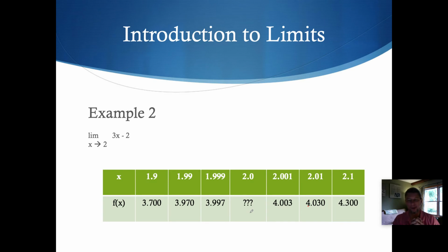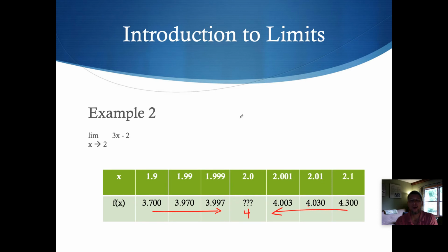All right, if the limit is unknown, you can see you're getting closer and closer to the value of 4 from both the right and the left. All right, and so as x approaches 2, the limit is 4. Okay, at least for this particular example.